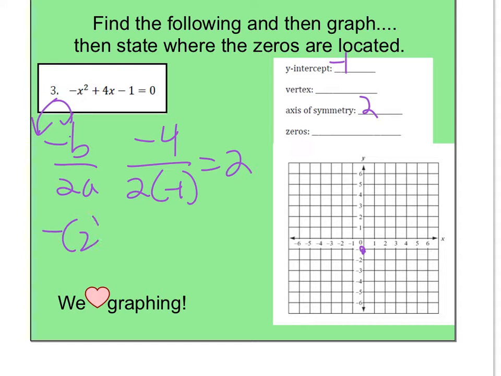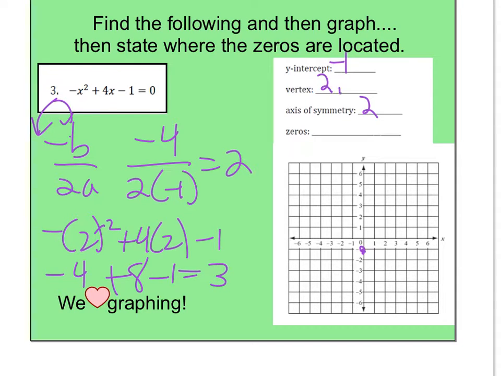So negative 2 squared plus 4 times 2 minus 1. So this becomes negative 4. Be careful with the sign. Follow order of operations. I do the squared first, then minus, so I put minus 4. So negative 4 plus 8 minus 1 is going to be positive 3. So 2, 3. That's where my vertex is, right there.